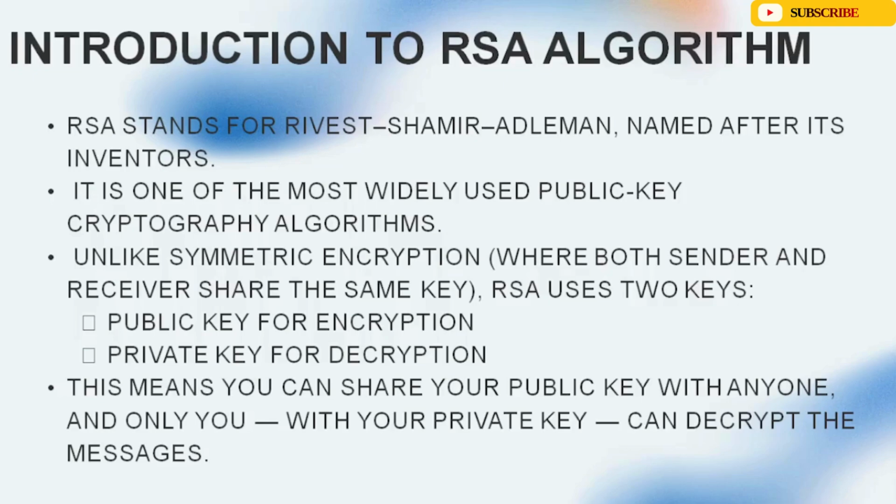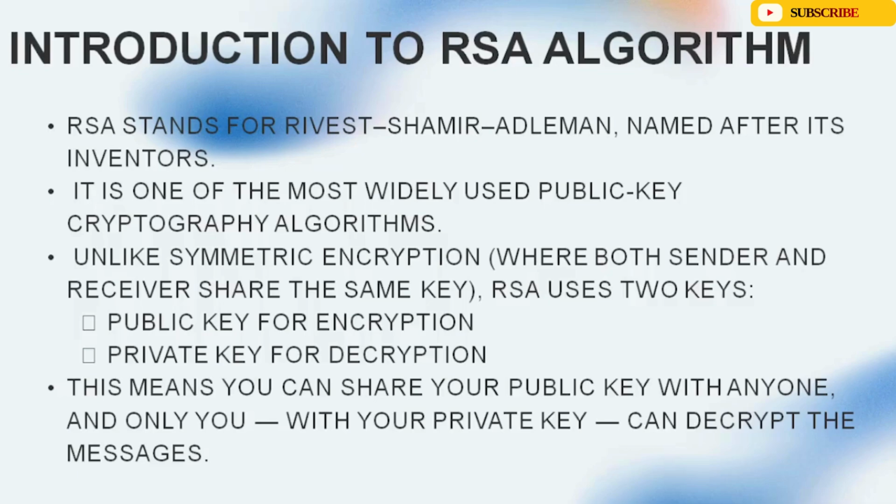So basically RSA stands for Rivest Shamir Adleman, named after its inventors, and it is one of the most widely used public key cryptographic algorithm, and it is an asymmetric algorithm where we require two keys, public key for encryption and private key for decryption. This means you can share your public key with anyone, and only you with your private key can decrypt the message.